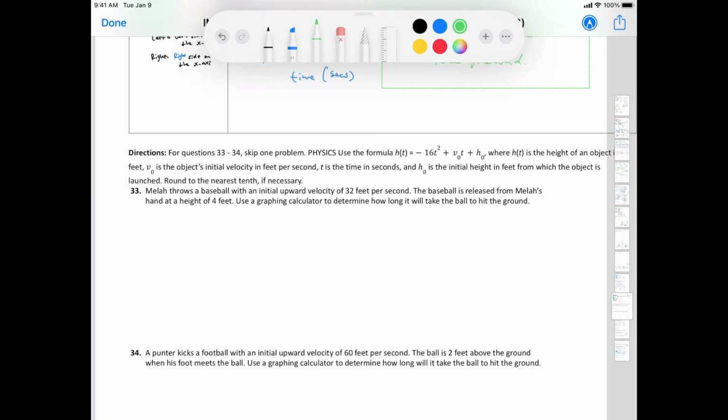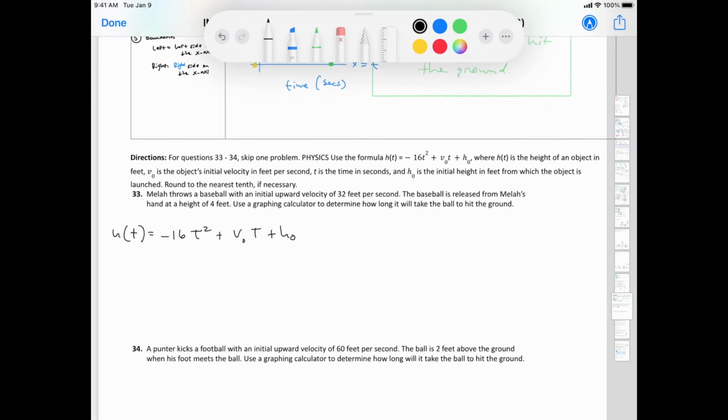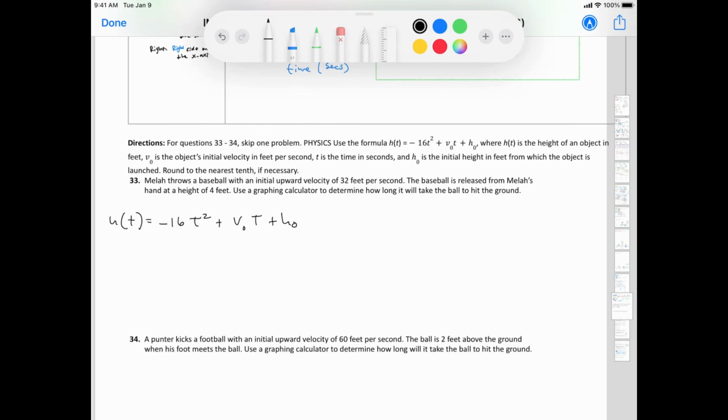Physics, use the formula h of t equals negative 16t squared plus v0t plus h0. So I'm just going to copy down that formula. It's going to tell you h(t) is the height of the object in feet. v0 is the object's initial velocity in feet per second. It's a simpler way to say it, but speed. t is the time in seconds, and h0 is the initial height, which we already talked about. Round to the nearest 10.